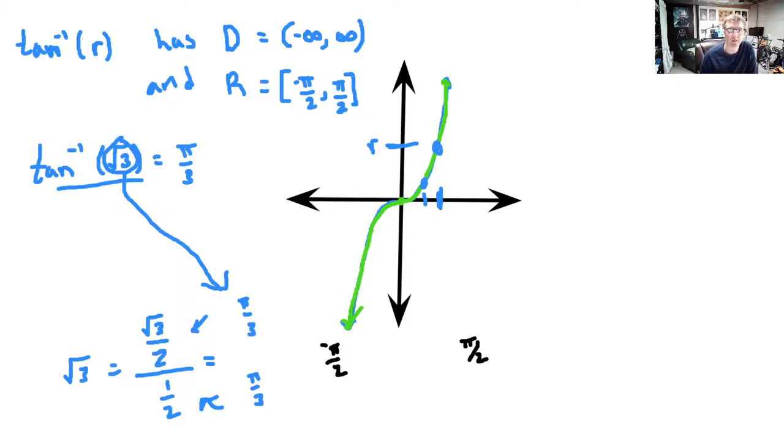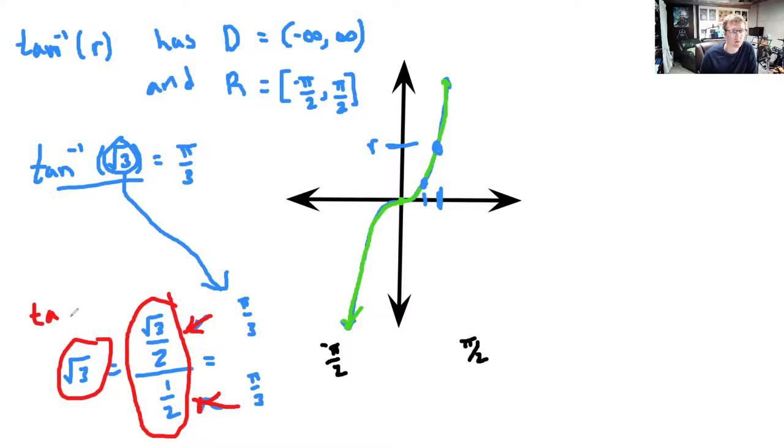Okay, so again, just to illustrate that from back to front, we started with root 3. Well, I thought about my sine and cosine values, and I knew that these were commonly used ones. And I know that as a fraction, they're the same as that. And then I thought, this is the sine of pi over 3, and this is the cosine of pi over 3, which means this is tangent of pi over 3, which means the tangent inverse of root 3 is pi over 3. Okay.